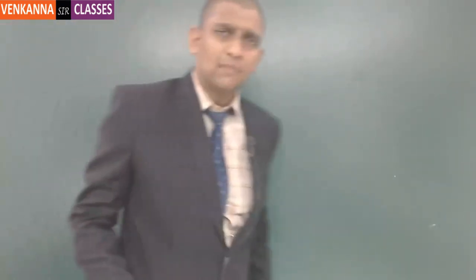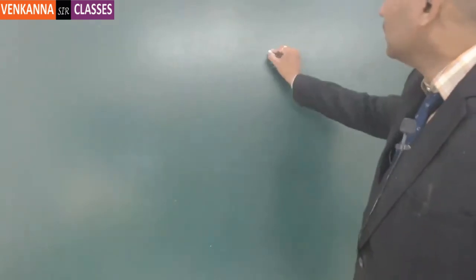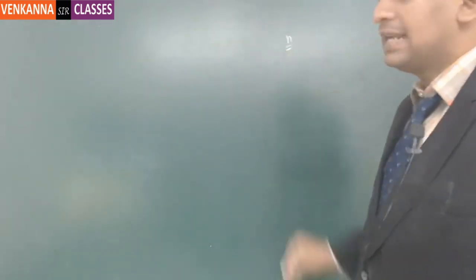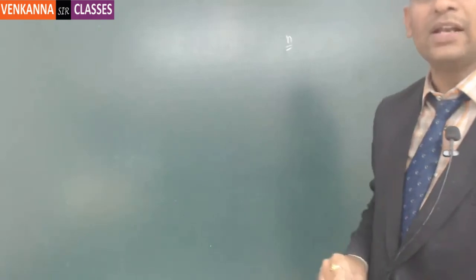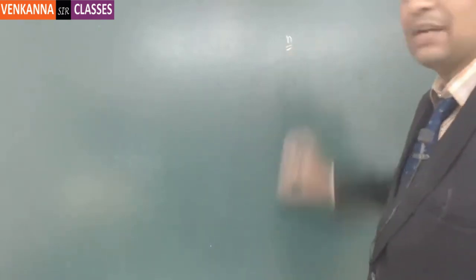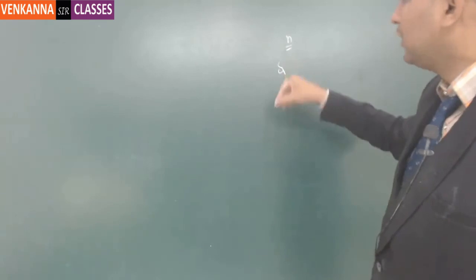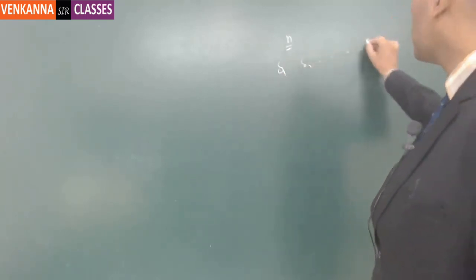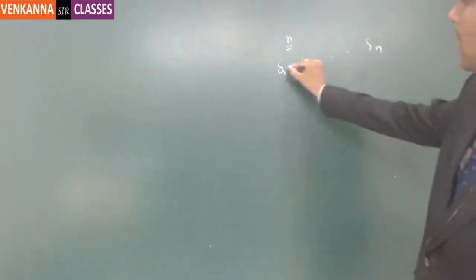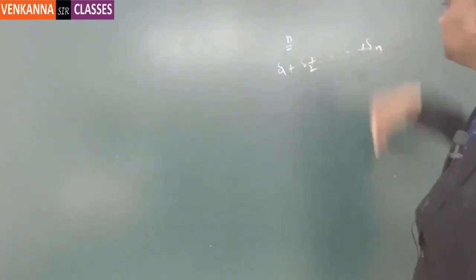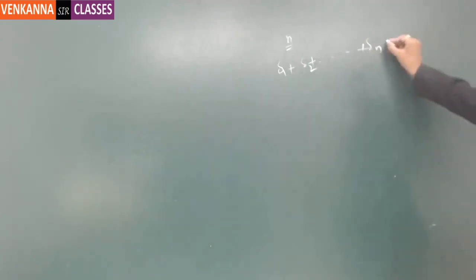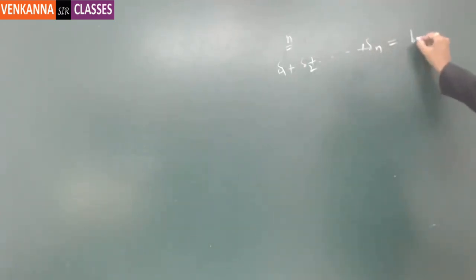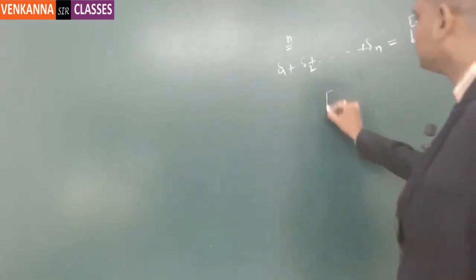Now, there are some observations. Suppose you have taken n segments on the interval, so you will have n subintervals, and respectively their lengths are delta 1, delta 2, and so on, delta n. If you sum up all these lengths, you will get the main interval length, that is b minus a. If you have a doubt, you can check for that.